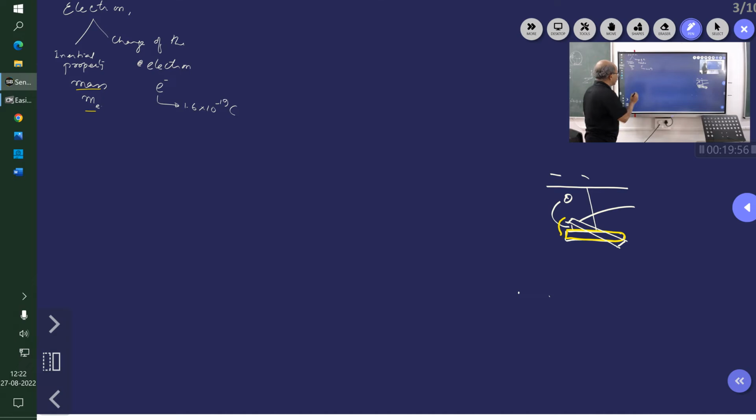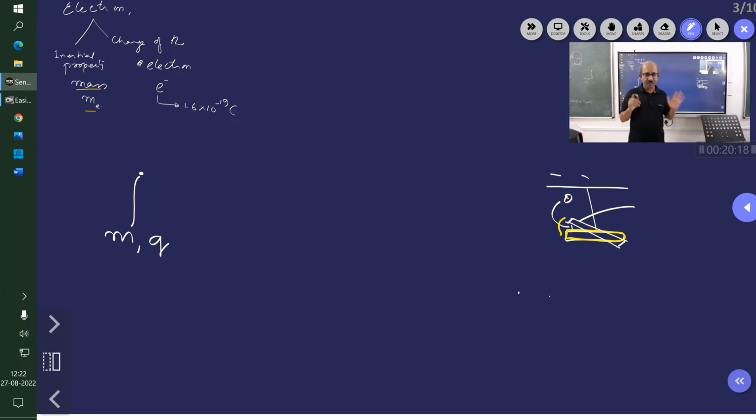So now, you see, I am showing a point here. This point means it's a small particle. Assume it's a small particle. I am not telling electron or proton, just a small particle. This particle has got two properties. What are the properties? It has got mass m and charge q.